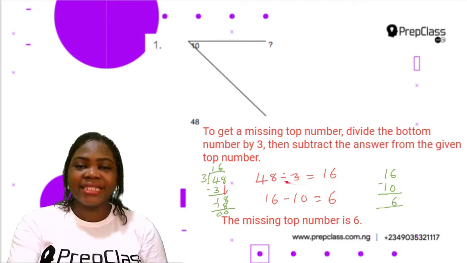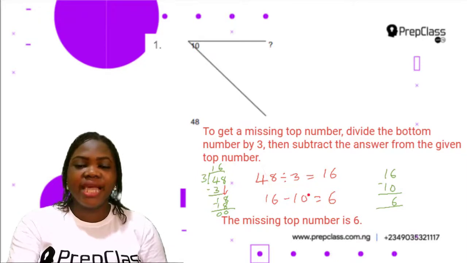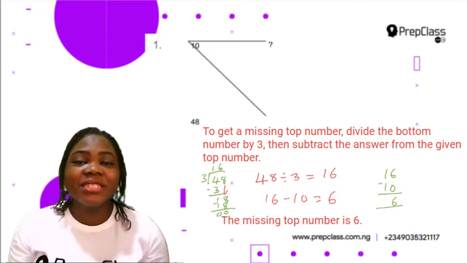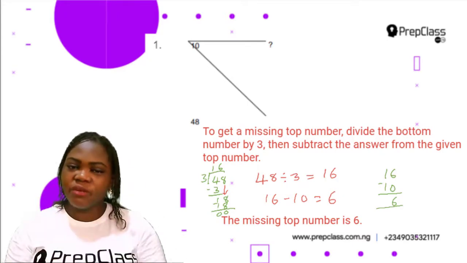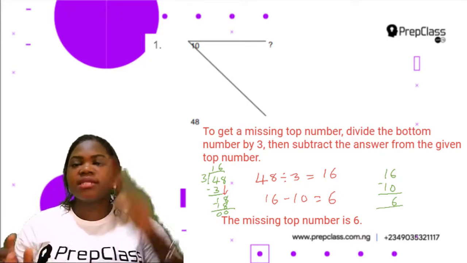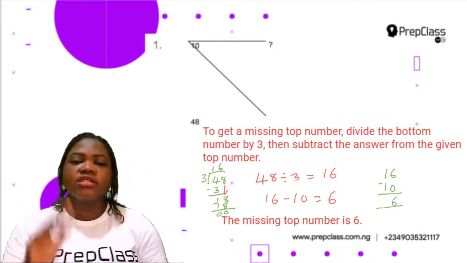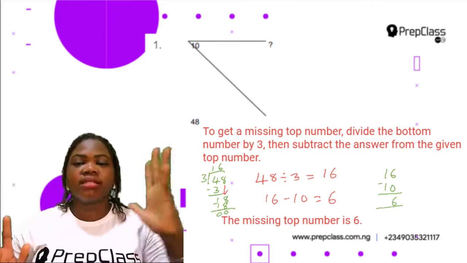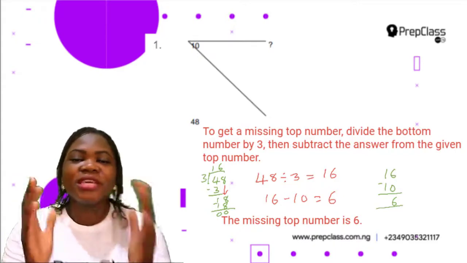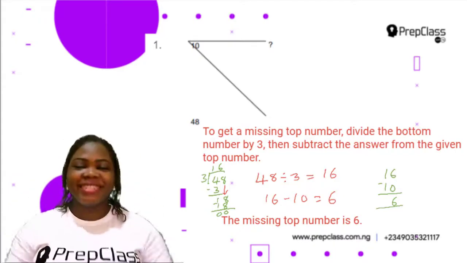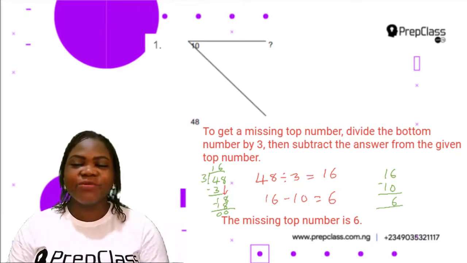Now we subtract the given top number from the answer. The given top number is 10. So 16 minus 10 is 6. So you can see here that the missing top number is 6. Now let's check if it is actually correct. Remember, from the samples, we deduced that the sum of the top numbers multiplied by 3 would give us the bottom number. Now we've gotten the 2 top numbers, 10 and 6. 10 plus 6 is 16. 16 multiplied by 3 would give us 48. So you can see that our answer is correct. It's very, very easy. This is very easy.